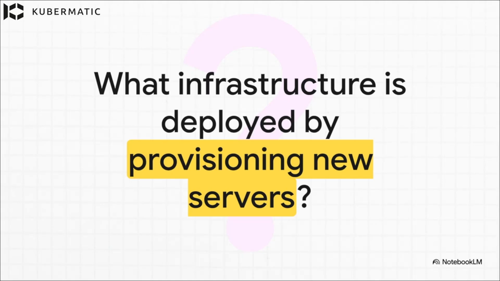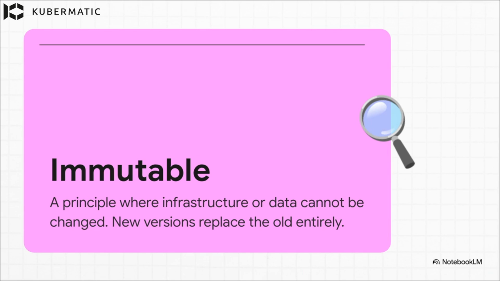All right, here we go for 2 points. Think about infrastructure, where instead of fixing an old server, you just deploy a brand new one. What's that called? And for 1 point, in programming, what do you call data that can never, ever be changed once it's created? You got it? The answer is immutable.